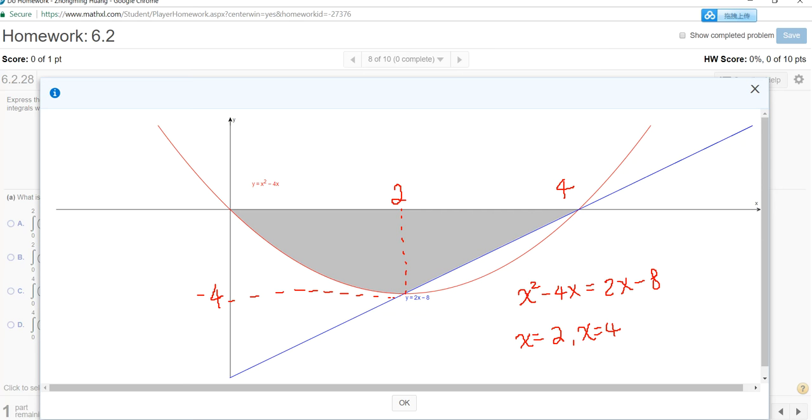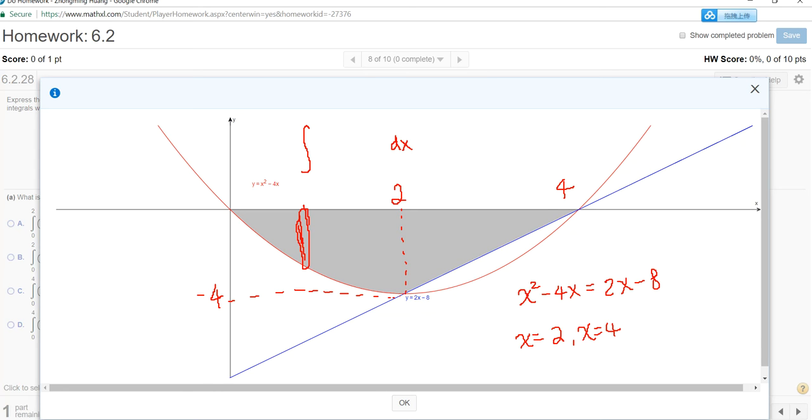4. Before I close it, I think I need to set up the integral with respect to x. So I need to make a slice vertically. It's a little difficult to draw on my tablet. So therefore for this part, it will be dx, right? dx, because I've sliced vertically.